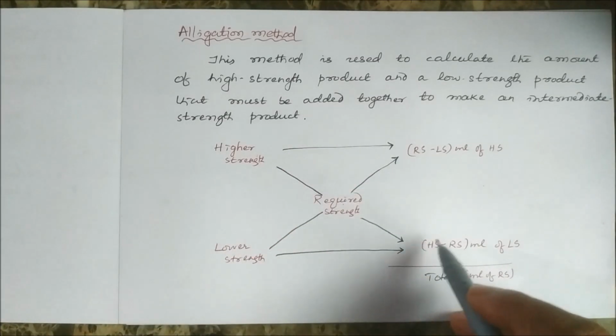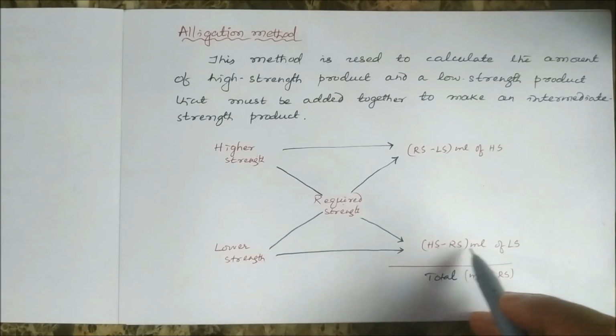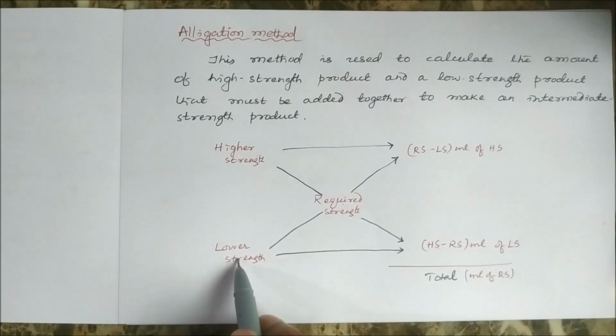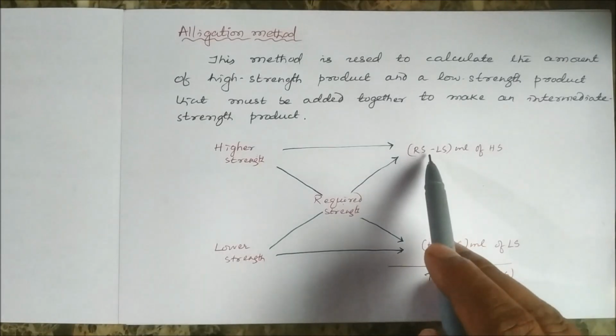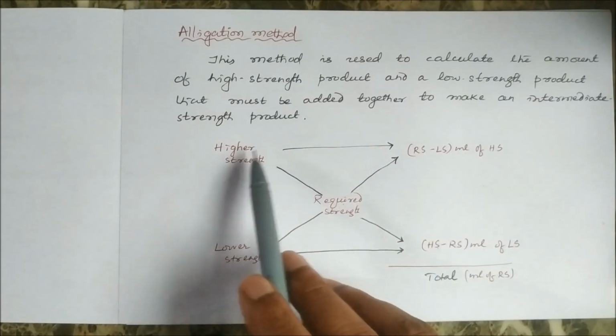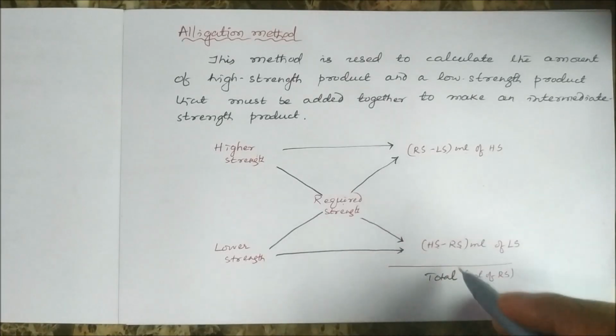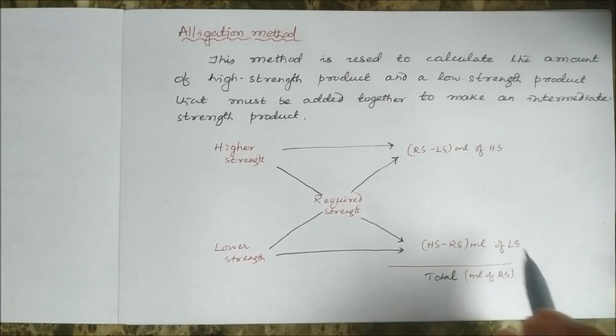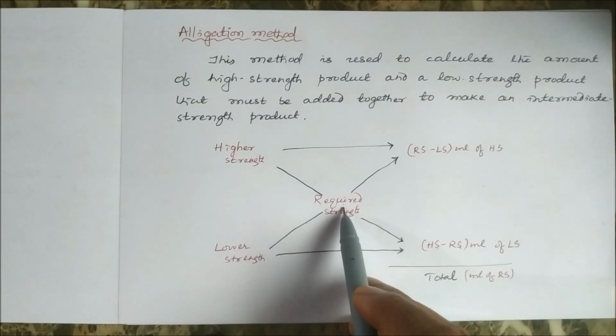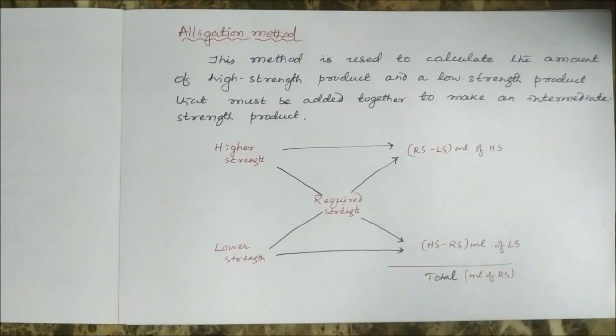Whatever subtraction amount is obtained in ml, we require that of the lower strength, and this one in ml we will require of the higher strength. And when we add these two, the total in ml will be the volume of the required strength. Let us take one example.